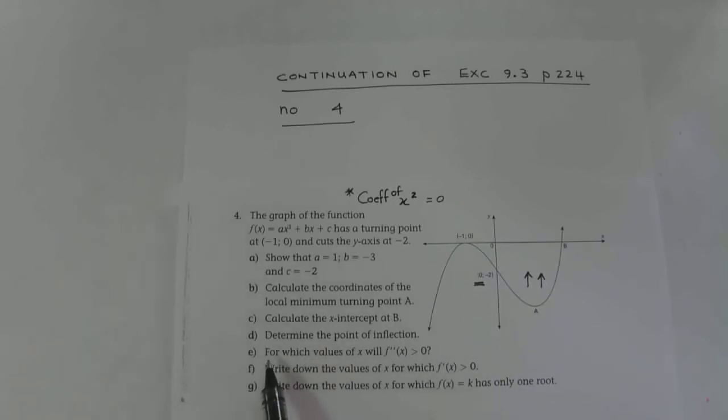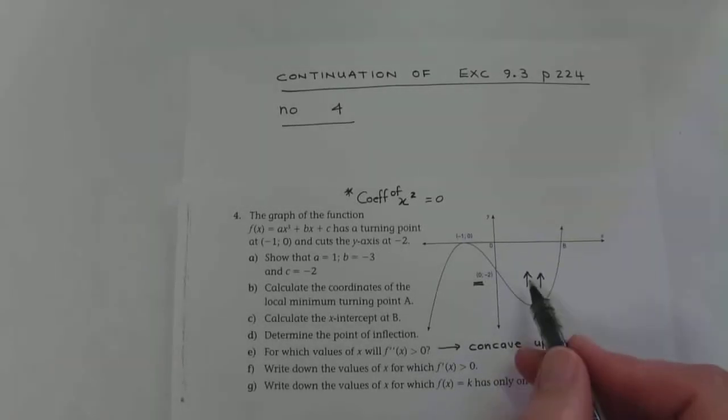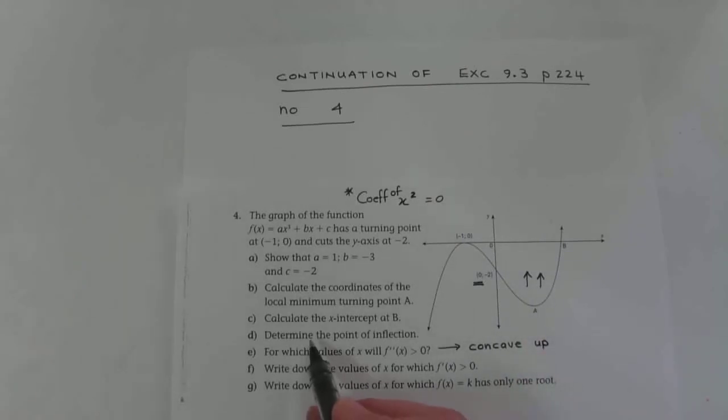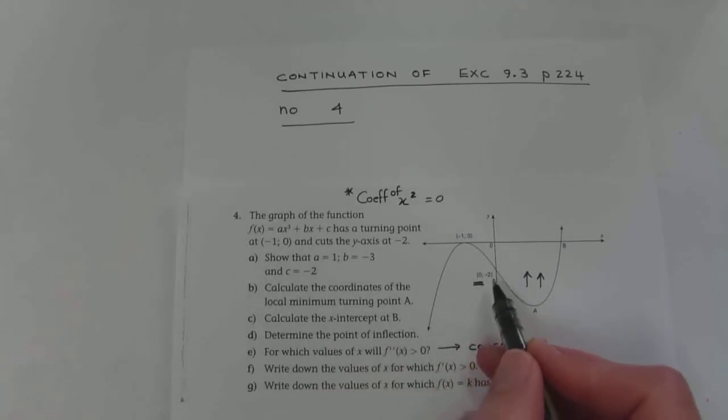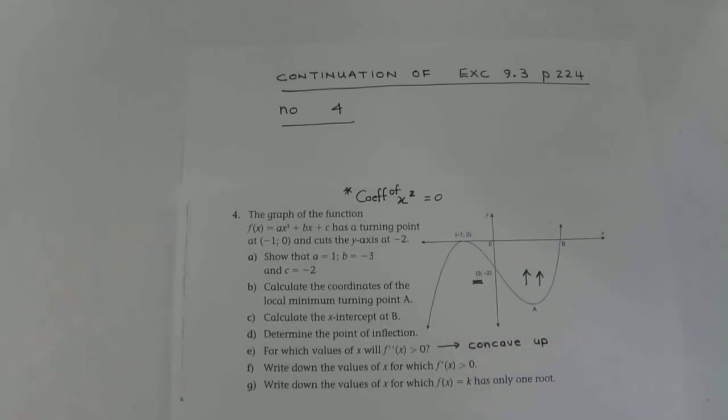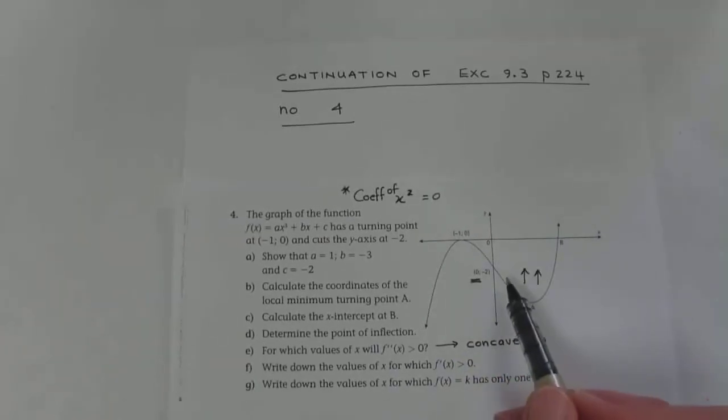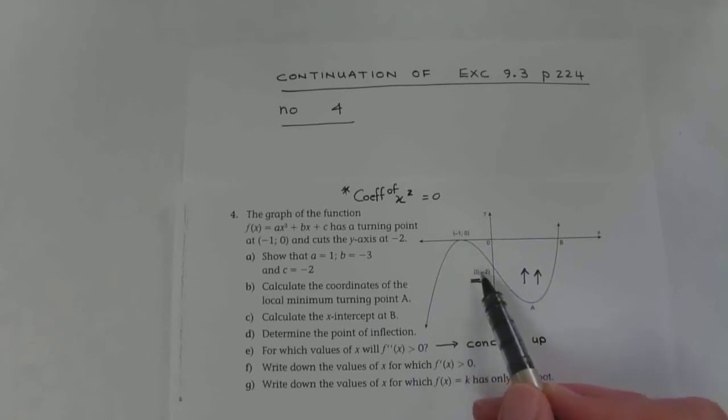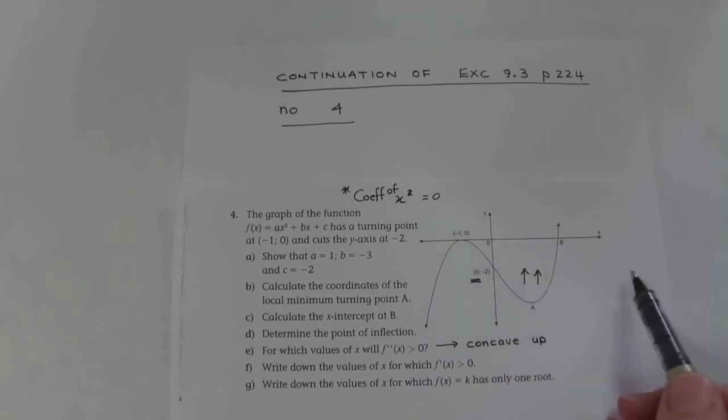In E, they asked: for which values of x will the second derivative be greater than 0? Please remember, if the second derivative is greater than 0, it's where the graph is concave up. In the previous one, we determined the point of inflection as the point (0, -2). So the graph will be concave up from 0 to infinity.